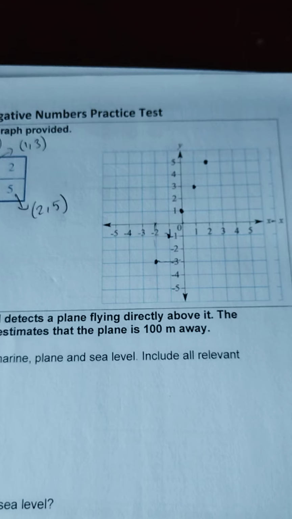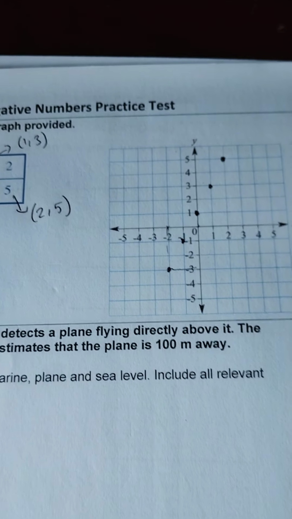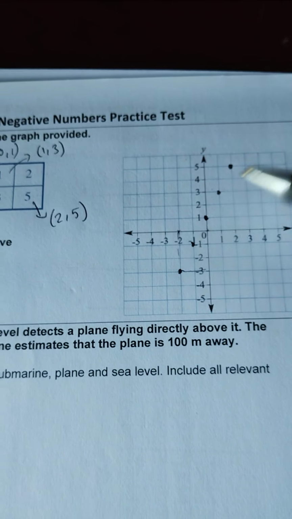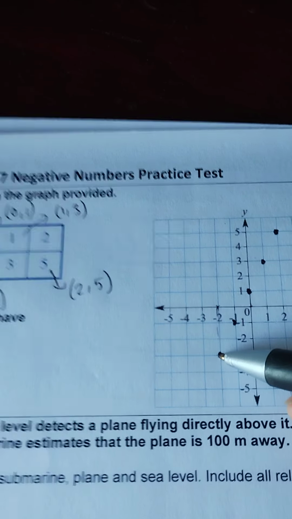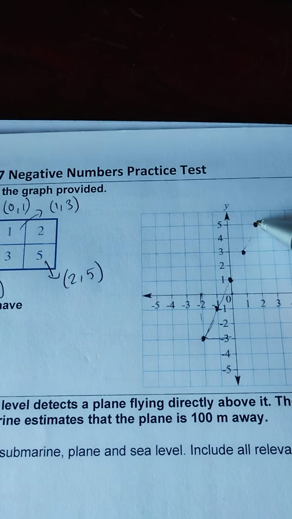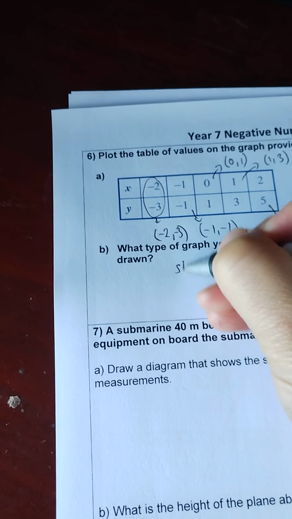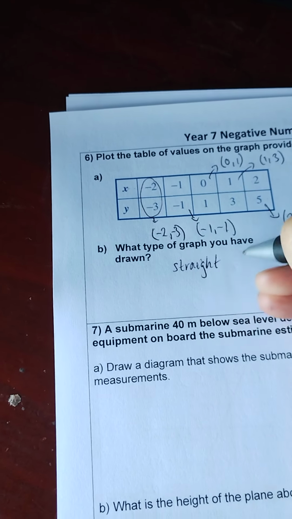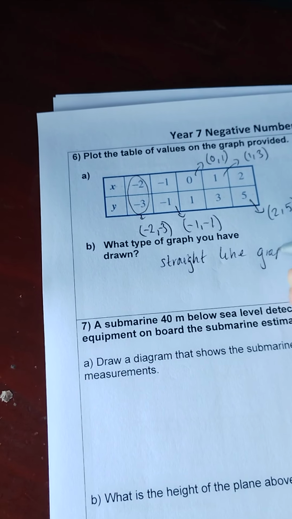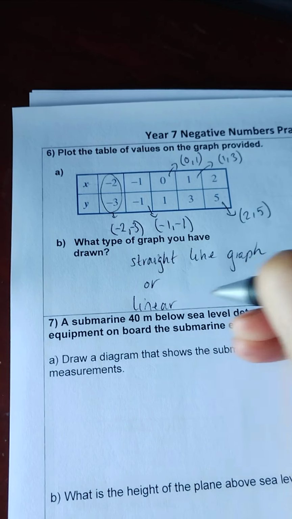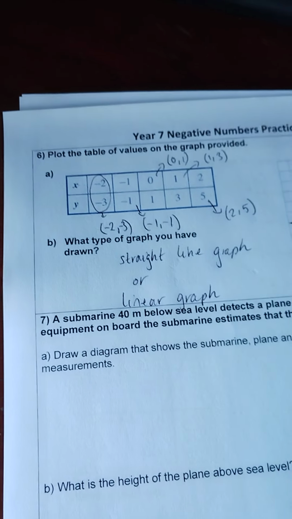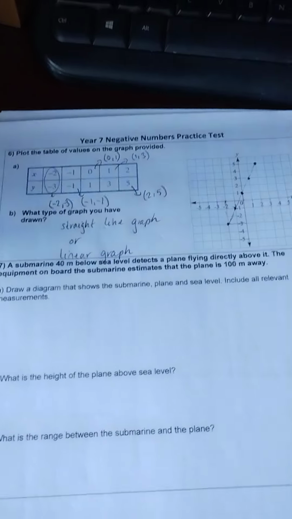And there we go. All right, and we can see all these points are forming a straight line. So what type of graph have you drawn? Now, I can't use a ruler because I'm holding my phone, but if you use a ruler and line these all up, we get a straight line. So you can just write a straight line graph. Another way of saying it is linear, a linear graph. Either one is fine. And we'll do more of this next week.